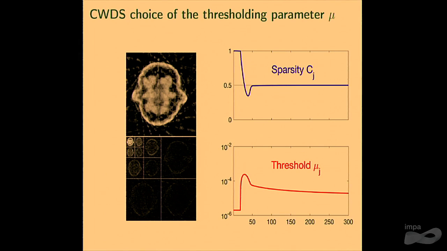So if we say that we know that exactly half of the coefficients should be non-zero, we release our algorithm into the wild, and it will non-linearly adjust the threshold like this. So you see these sparsity values will be driven to the a priori known value.